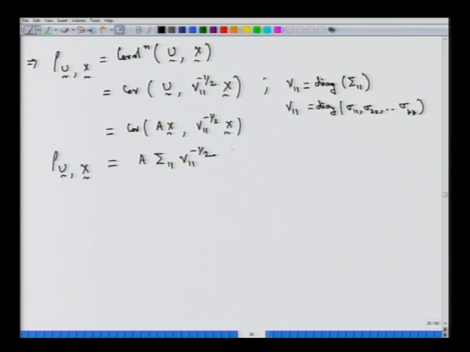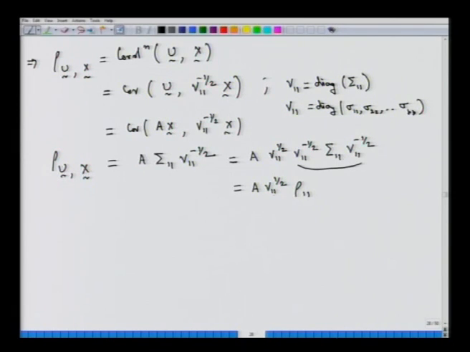Now, if you look at this form, one can alternately write it in terms of the correlation matrix. In what way? We can write this expression here as A times V11 to the power plus half into V11 to the power minus half times sigma 11 into V11 to the power minus half. Now note that this particular matrix is nothing but the correlation matrix of the x random vector. So this is V11 to the power half times this rho 11.